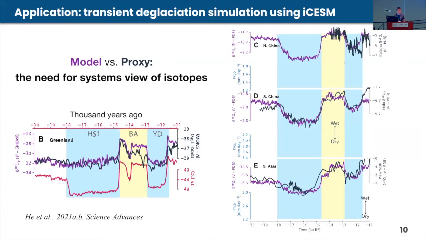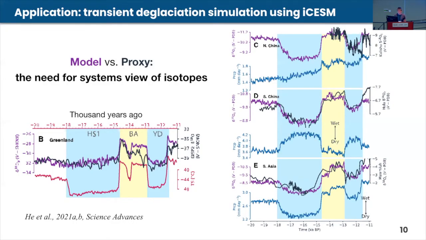The figure on the right shows the model-data comparison on the delta 18O in Chinese cave records: Northern China, South China, and South Asia. Again, you see that the model matches the proxy records remarkably well. And here, those are delta 18O in speleothem. So based on the simple amount effect, you may expect that the delta 18O might reflect the local rainfall change. Well, is it that simple?